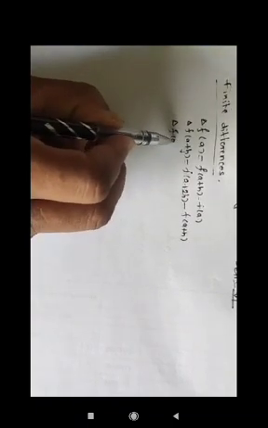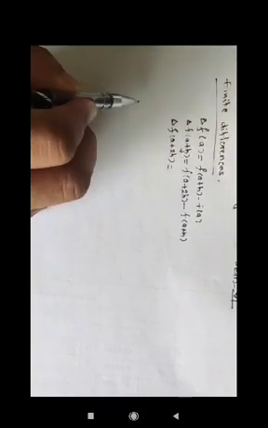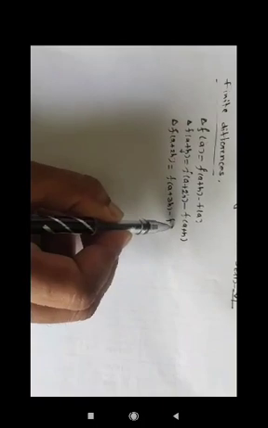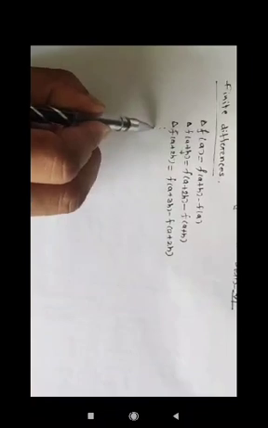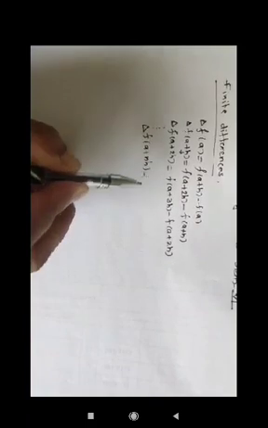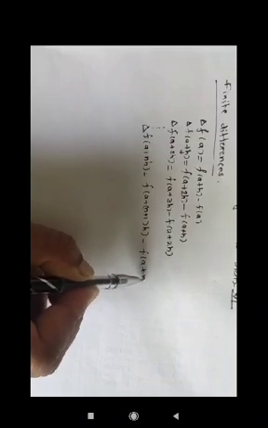Then delta of f of a plus 2h. So what will be the difference of such a term? We get f of a plus 3h minus f of a plus 2h. In this way we can find the first difference up to n terms, that is f of a plus n plus 1 h minus f of a plus nh.